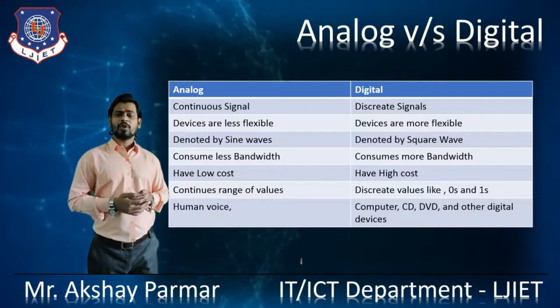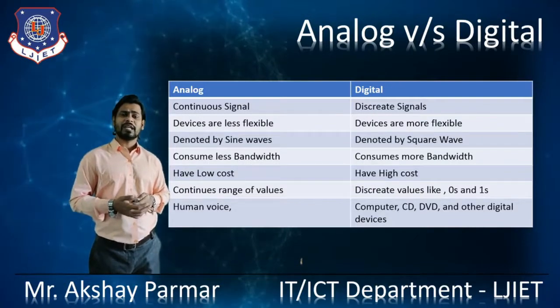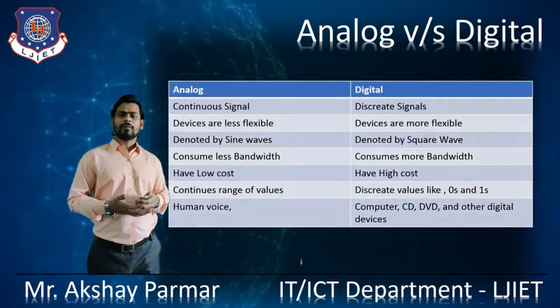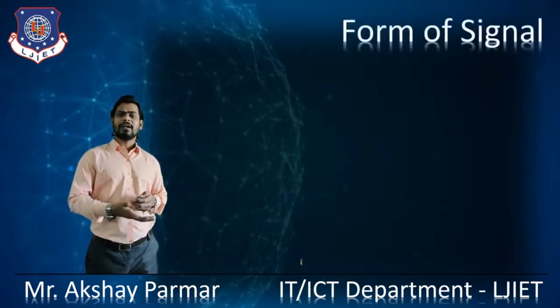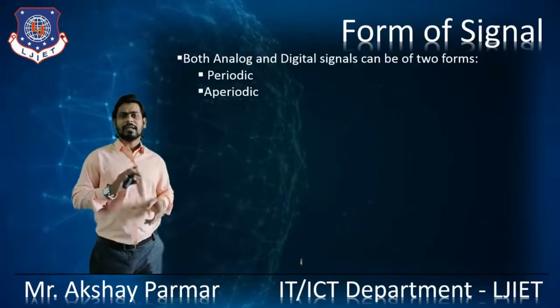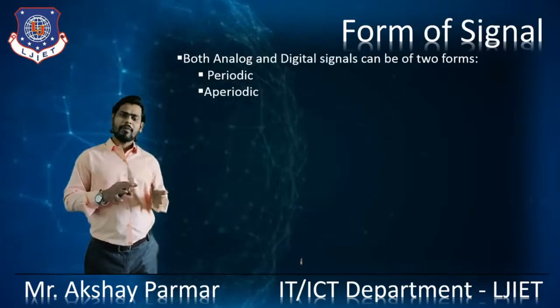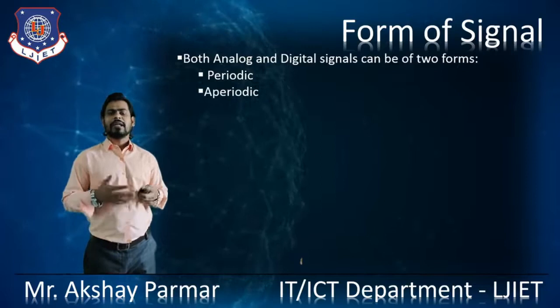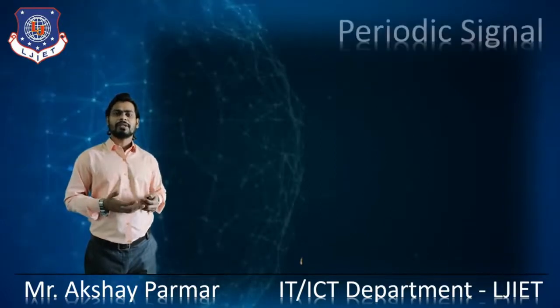This is the most important topic in data communication and computer networks. Signals have various forms. We can say periodic and aperiodic. Both signals, analog and digital, can have two forms, the periodic form and the aperiodic form. So let's see the periodic form first.